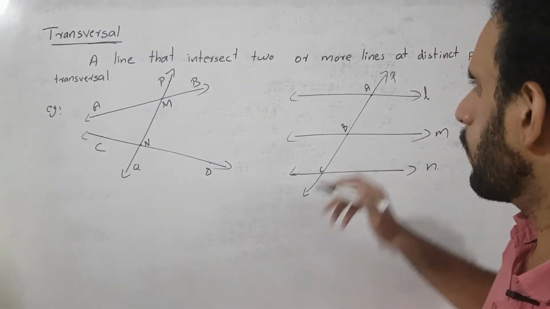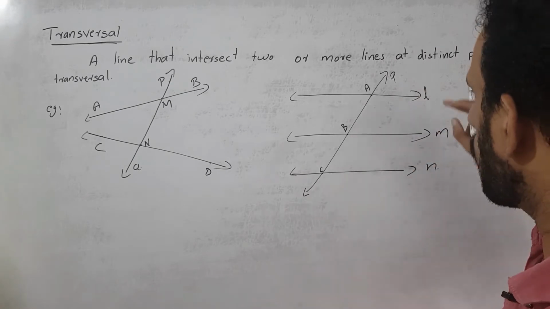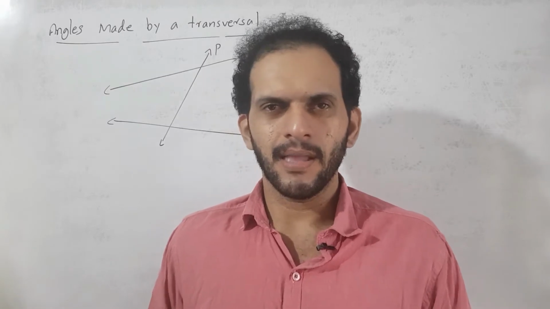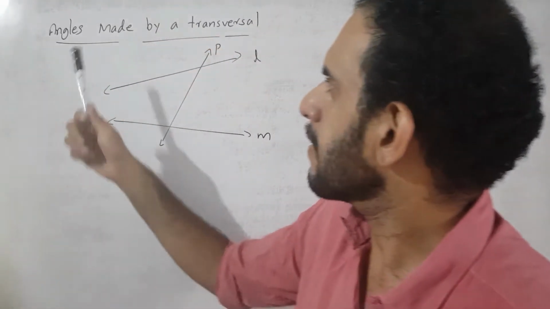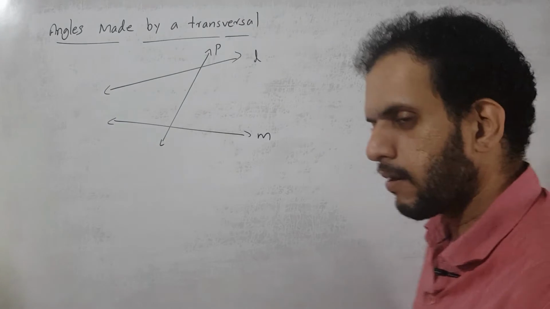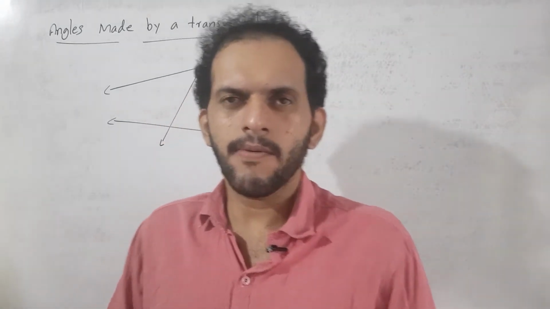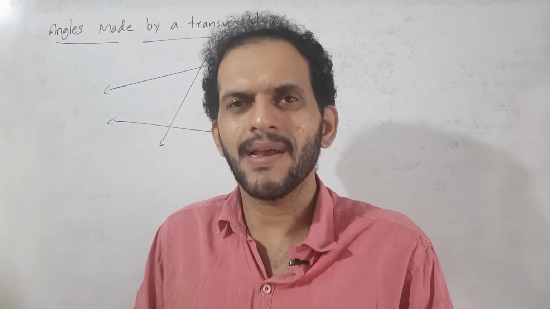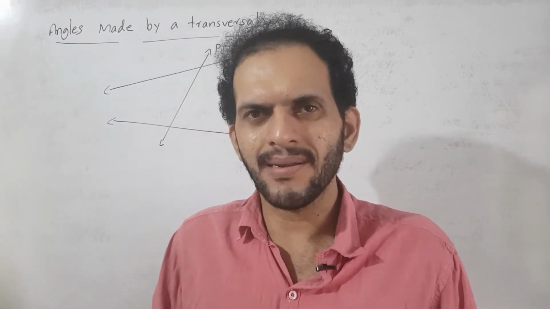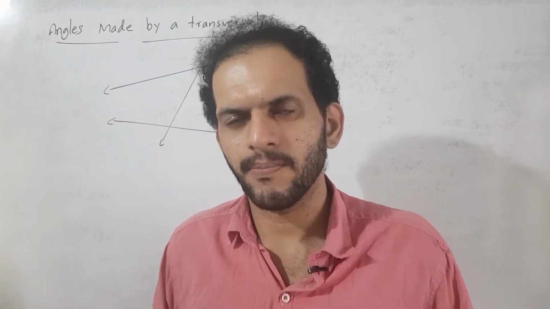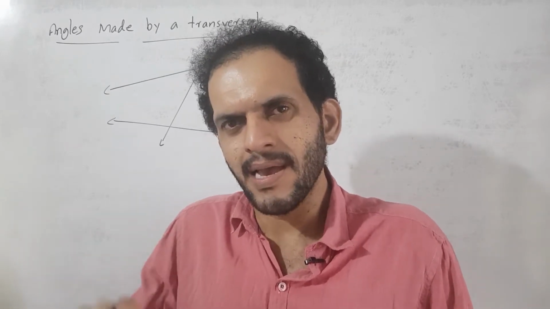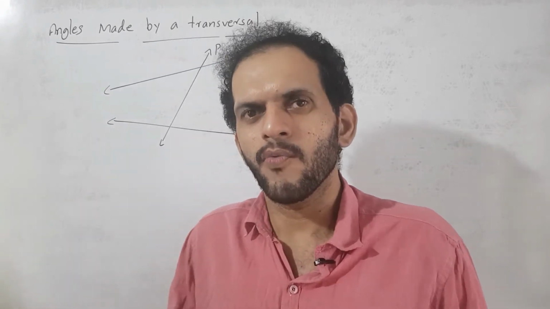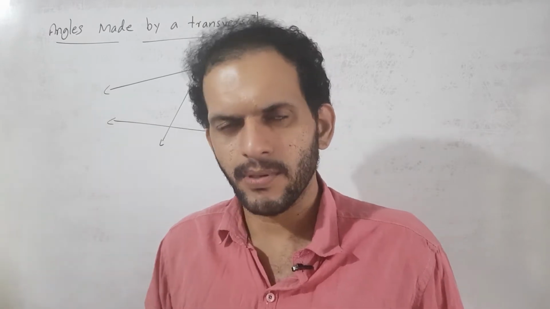So we call P the transversal of l, m and n. Okay, next we are discussing the idea about angles made by a transversal. If a transversal intersects two lines, okay, then there exist some angles. According to the position of the angles, we call them by different names.